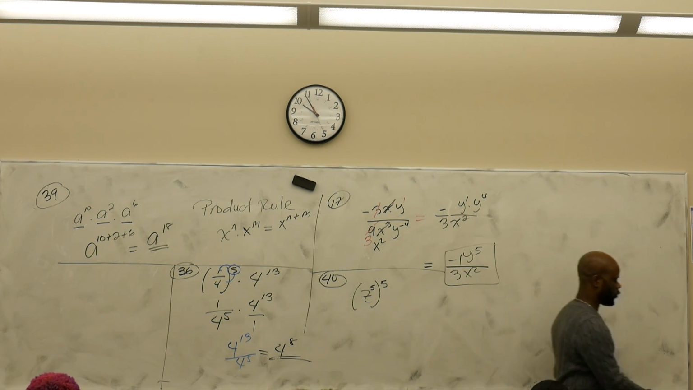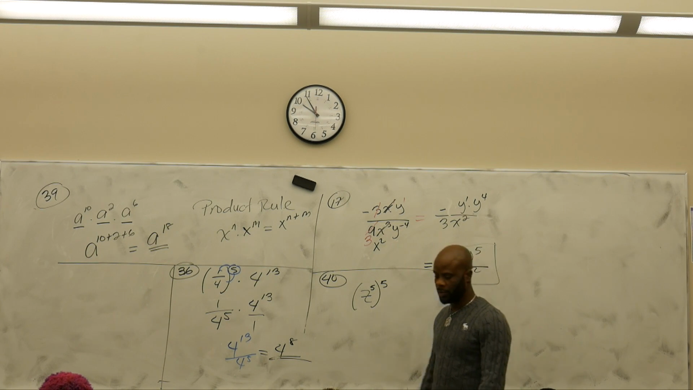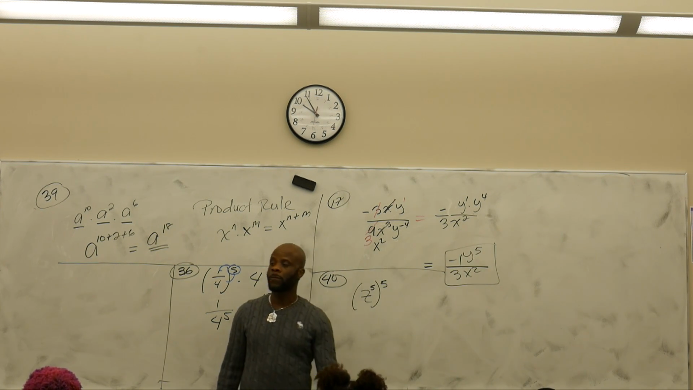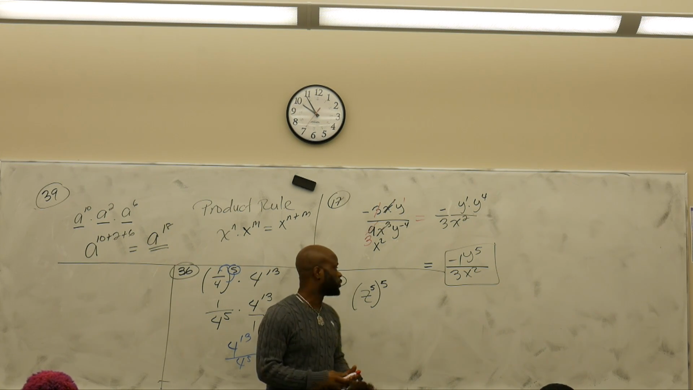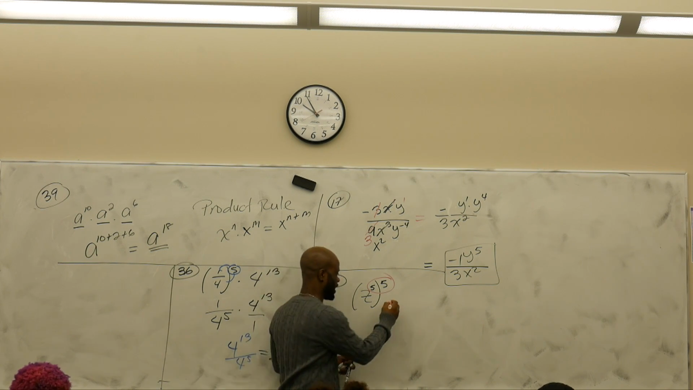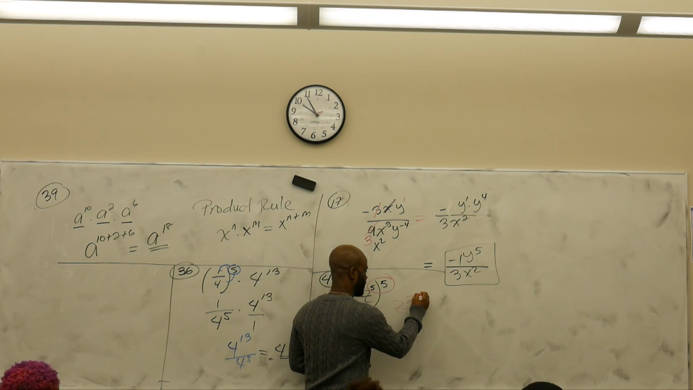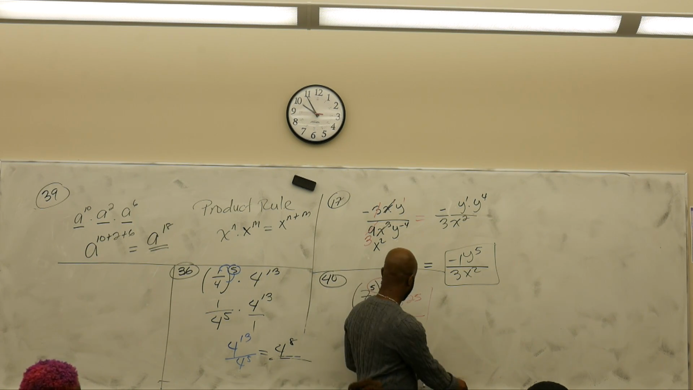Let's pay attention to number 40. What property from the blue paper can we apply here? The power rule. What does the power rule say? We multiply the exponents. So what's 5 times 5? 25. So Z gets a 25.